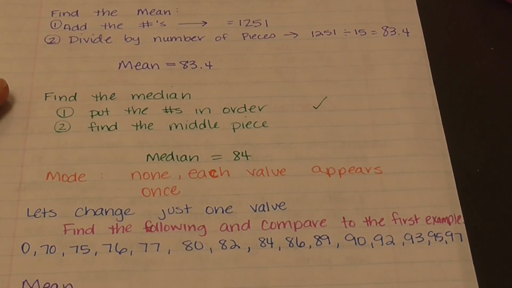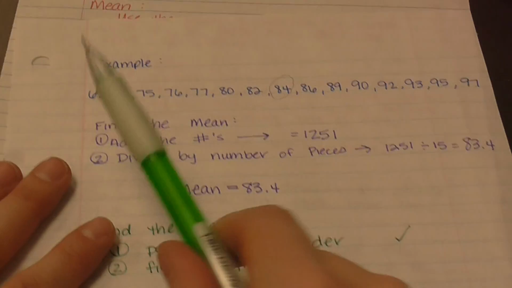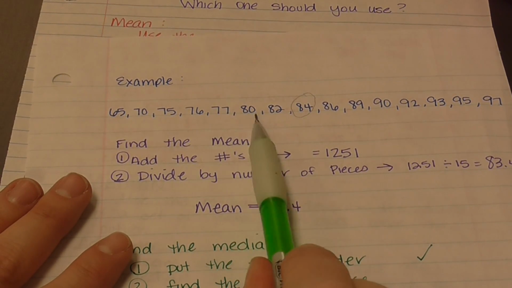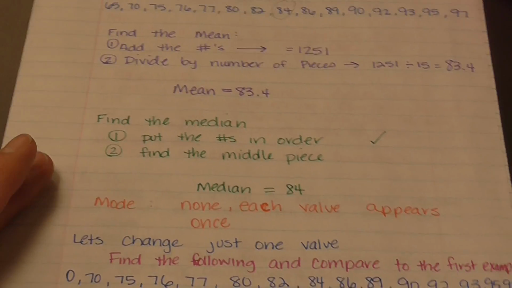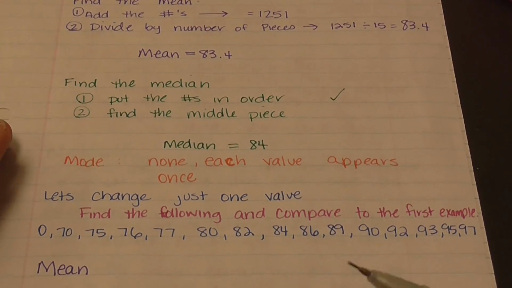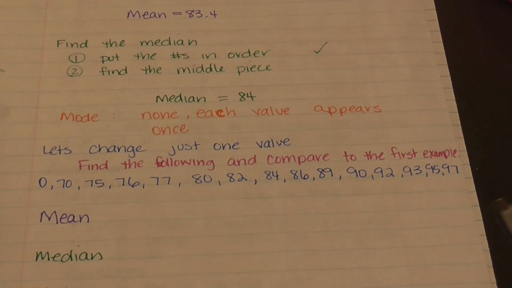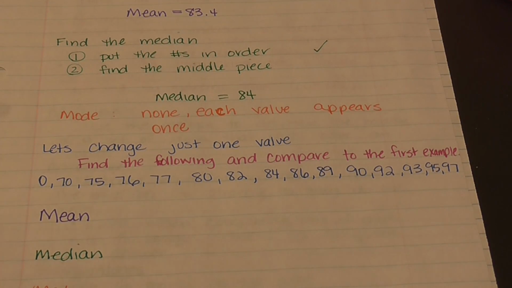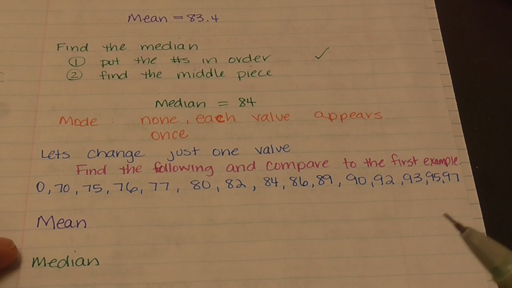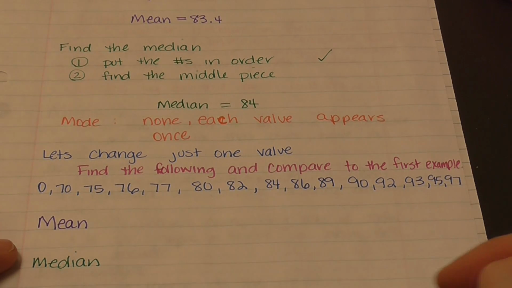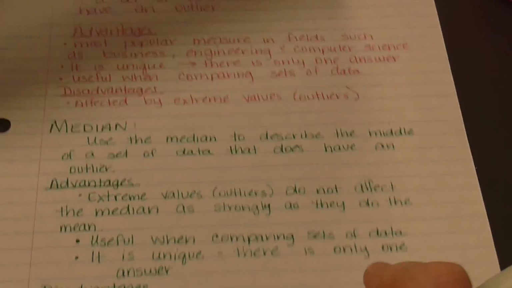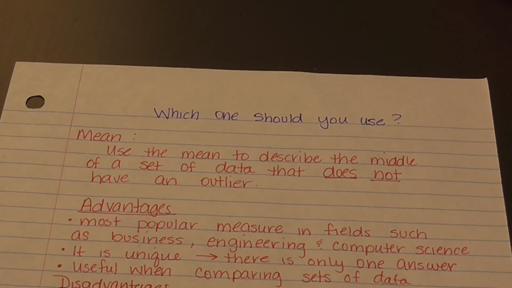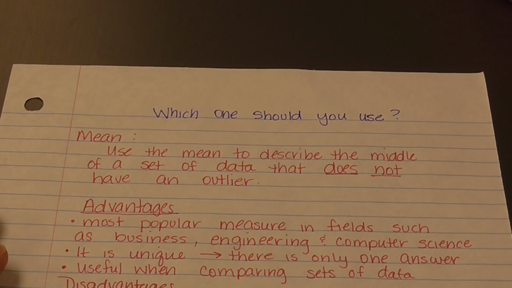Your mode. In this case, every number appears exactly one time, so there's no mode. So let's change just one value and compare it to the first example. I took the 65 and changed it from 65 to 0. I want you to do this part so that I can see it in class tomorrow, and we'll check it in class.